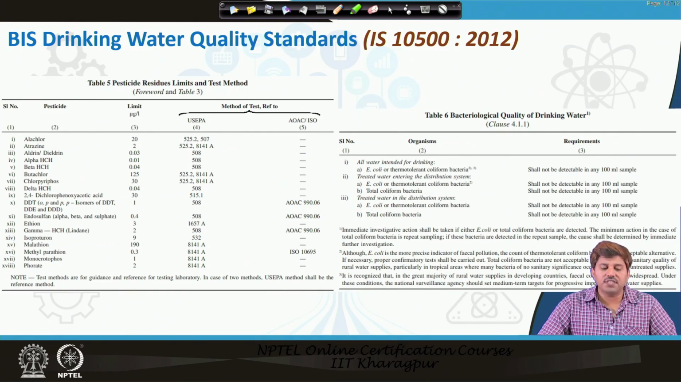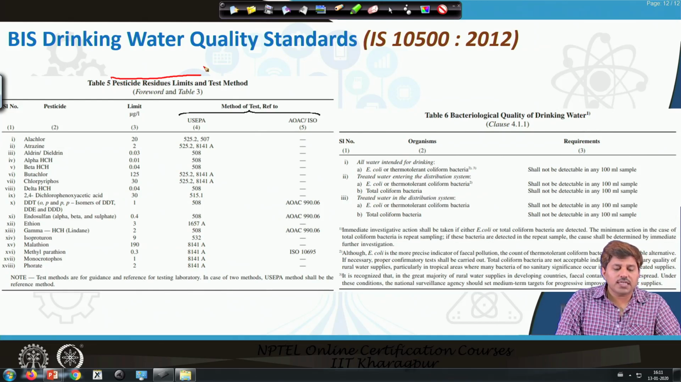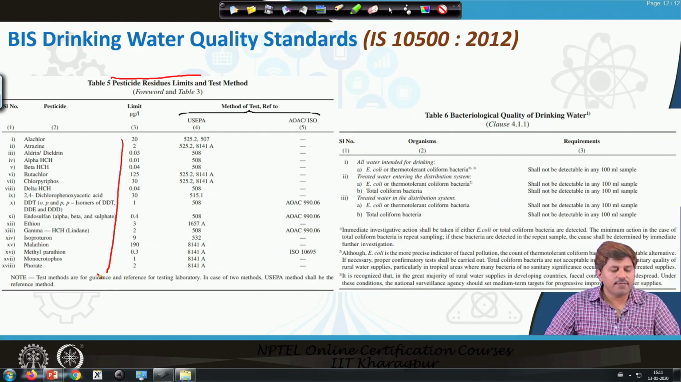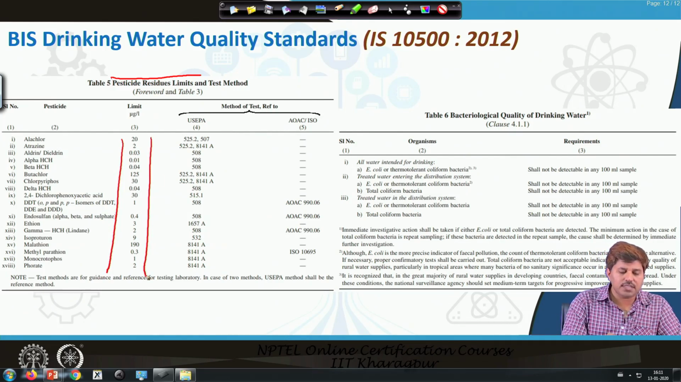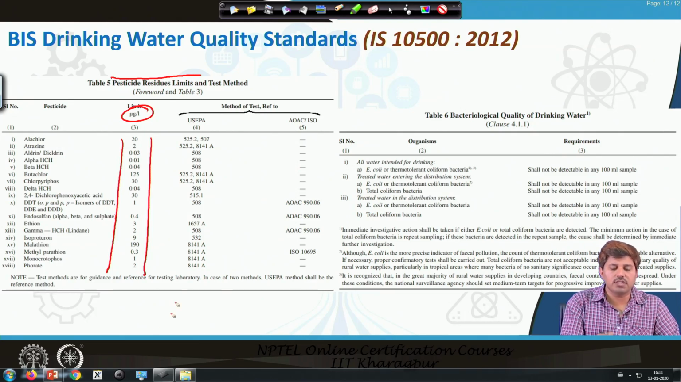In Table 5 of the BIS drinking water quality standard, it is specifically targeted to pesticide residue limits. Various pesticides are listed, including Alachlor, Atrazine, Aldrin, alpha lindane, beta lindane, chlorpyrifos, endosulfan, ethion. There are a lot of pesticides listed, and their limits are very low. The limits are in micrograms per liter. Because pesticides are also toxic, we cannot allow them in a high concentration, so the limit is quite low for these pesticides.